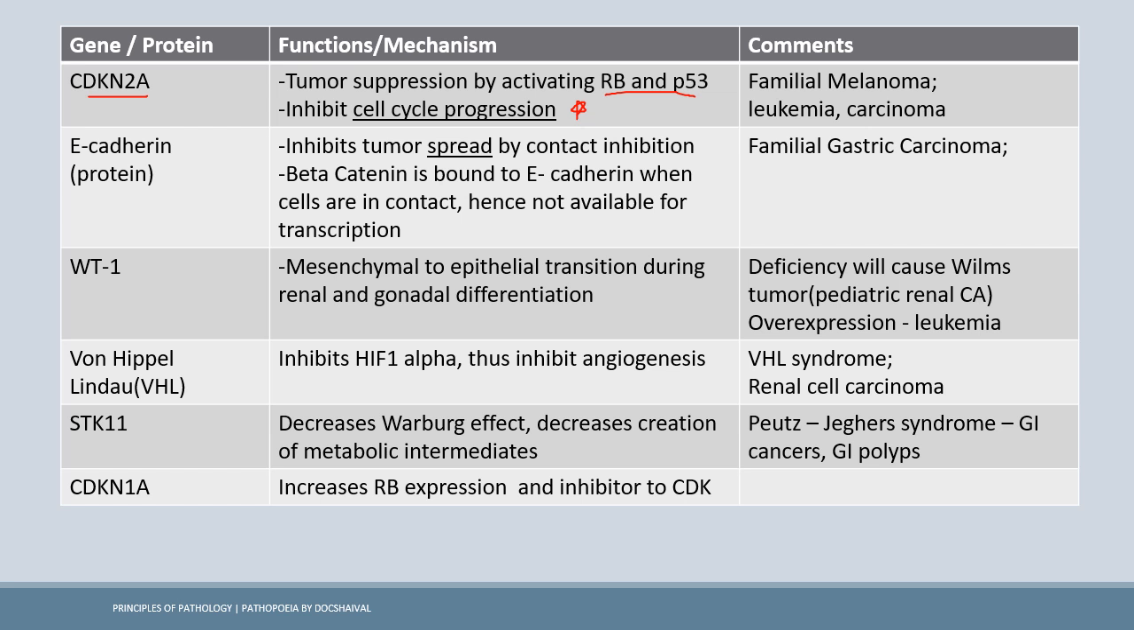Now it is very high yield to know that mutation in CDKN2A, which is the upstream pathway of P53, is linked to melanoma, familial melanoma. This is something which you should remember. It appears on examinations. Okay. Now the CDKN2A familial form is also associated with leukemia and carcinoma.